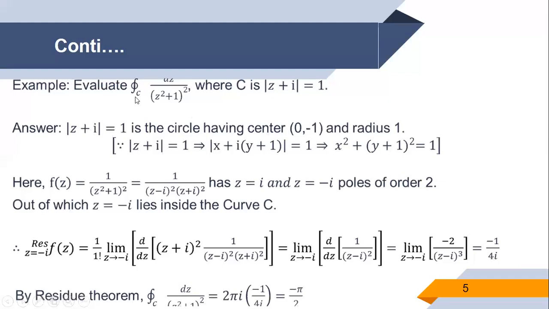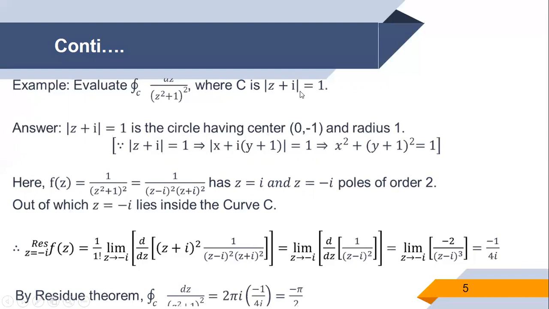Evaluate the integration over the Cauchy dz upon z square plus 1 whole square, where C is the circle, mod of z plus I is equal to 1. So first of all, what is the meaning of the curve and what is the function f of z? So first we discuss the curve, that means the circle.